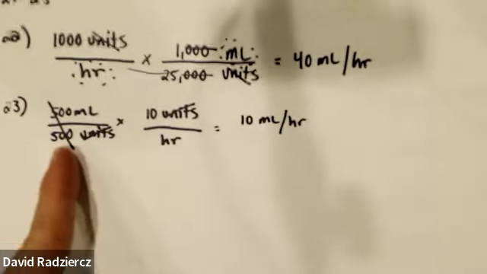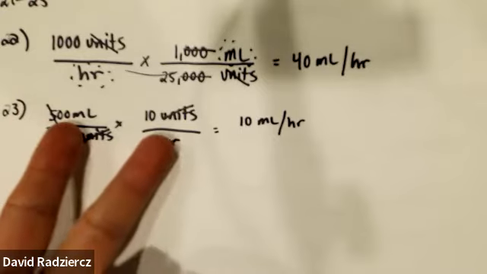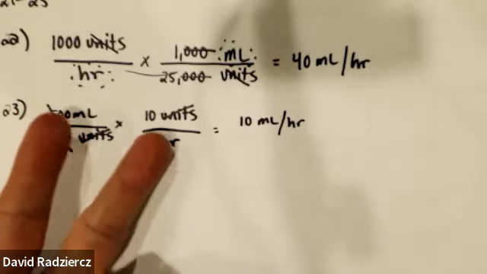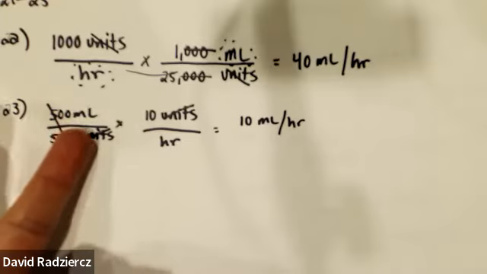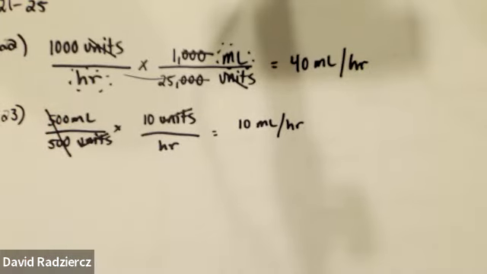But this is just the alternative. I could have also done what I said in the first thing, where I start with units per hour and then eliminate units. Either way works, so long as you're getting the right answer, you're doing it right.